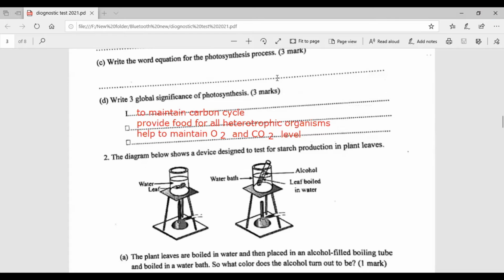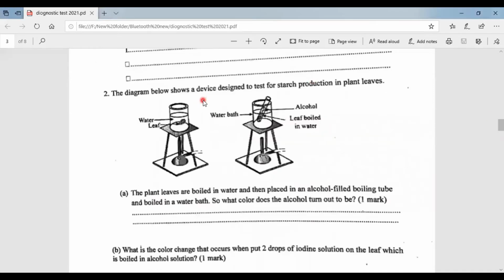These are the answers. Now we will see the answer for the second part of this one. The diagram below shows a device designed to test for starch production in plant leaves. The plant leaves are boiled in water and in an alcohol-filled boiling tube in a water bath. So what color does the alcohol turn out to be? When we are heating the alcohol with the plant leaf inside, you can see the alcohol turns green. The reason is the chlorophyll in the plant leaf is dissolving in the alcohol.